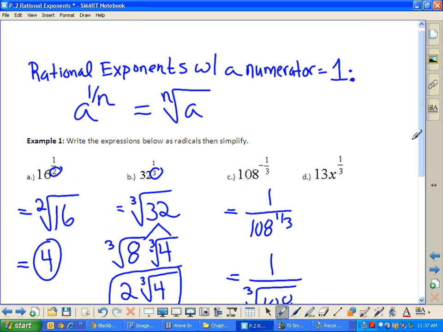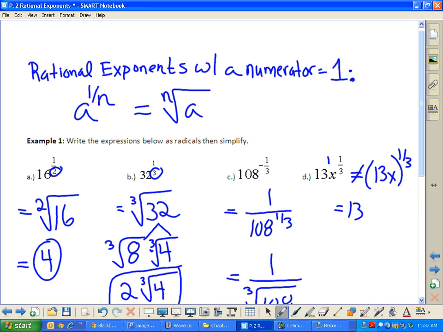Part D. Now we have letters in it. What you're going to notice, and you're going to want to write this down, see how x is raised to the 1/3 power? The 13 is not. The 13 is actually only raised to the 1st power. So please understand that 13x to the 1/3 is not the same as 13x all raised to the 1/3 power. So the only thing that has the fractional or rational exponent here is the x. So 13, that's just 13.